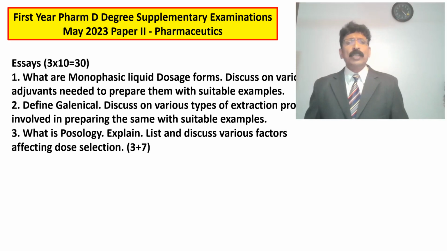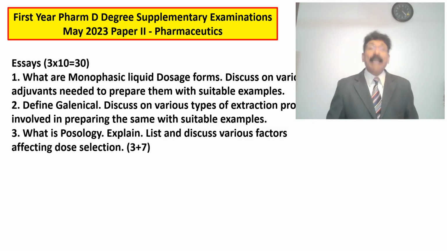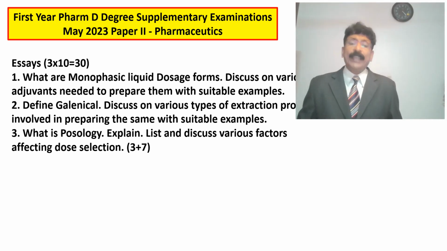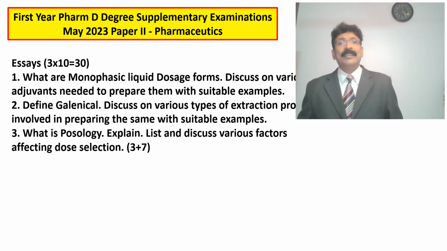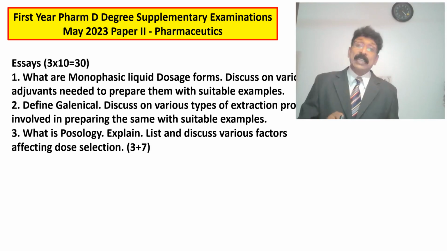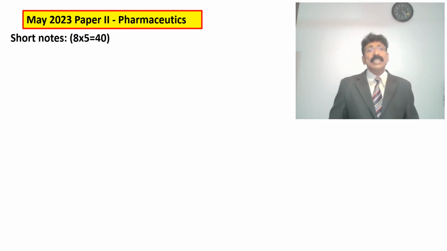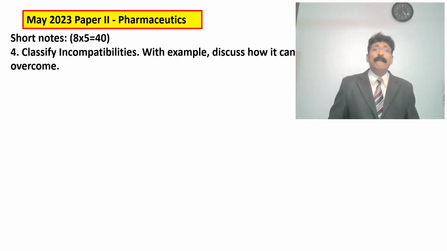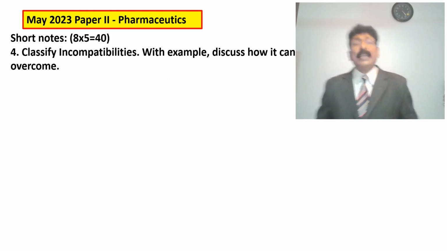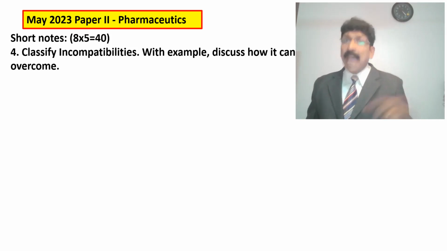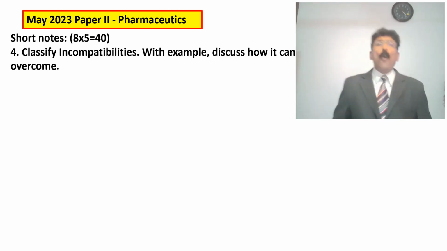Number 3, what is posology? Explain. List and discuss various factors affecting dose selection. 3 plus 7: definition 3 marks, and various formulas 7 marks. And you can see the short notes, 5-mark questions. They ask 8 questions. Classify incompatibility. With examples, discuss how it can be overcome. How you can overcome the incompatibilities.